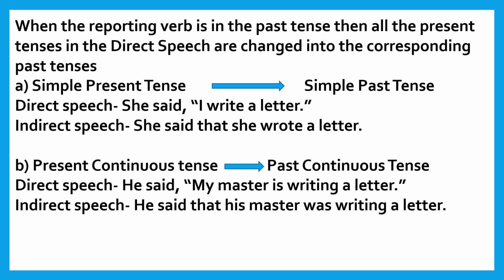Next, the present continuous tense becomes past continuous tense. For example, in the direct speech, he said, "My master is writing a letter." The verb in the sentence, is writing, will become a past continuous tense. He said that his master was writing a letter. Is writing becomes was writing.